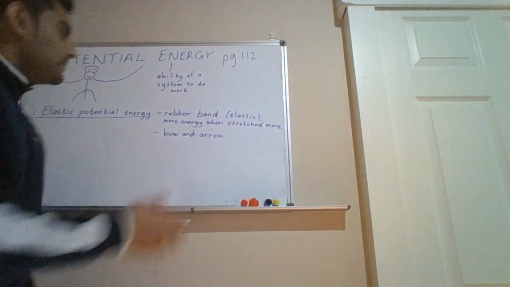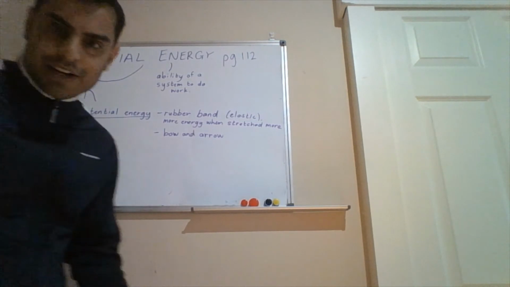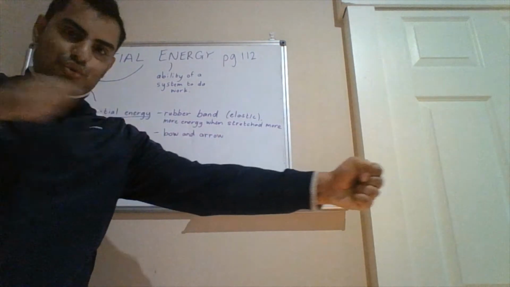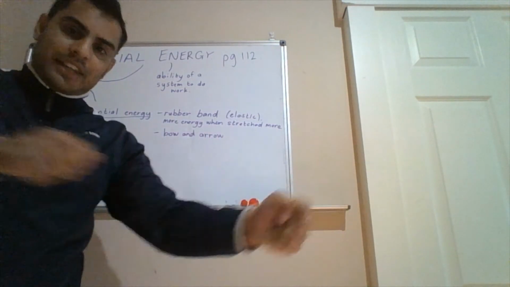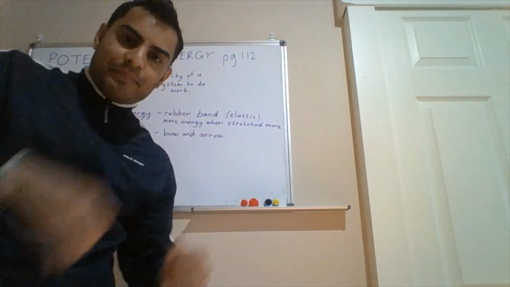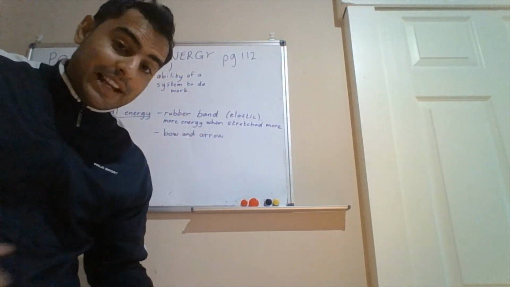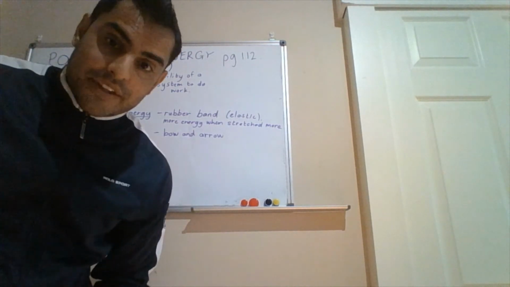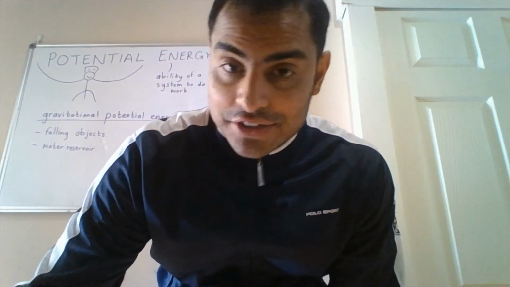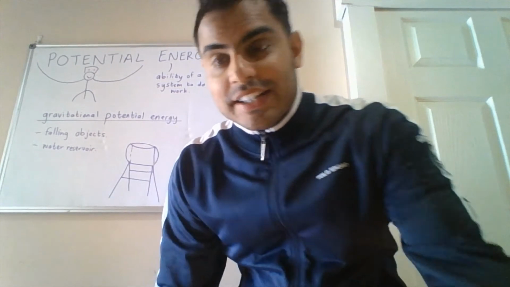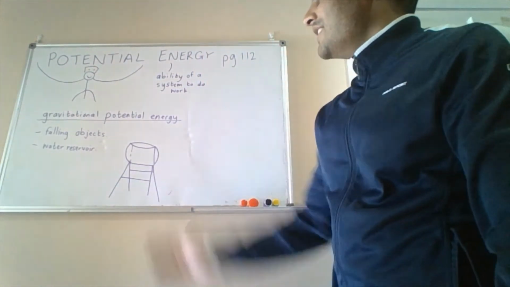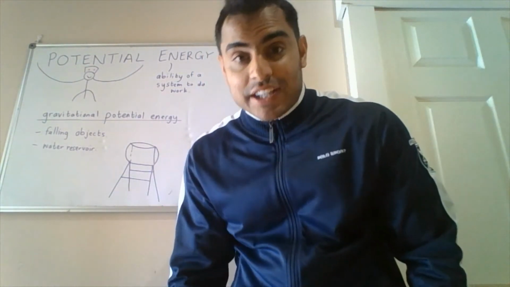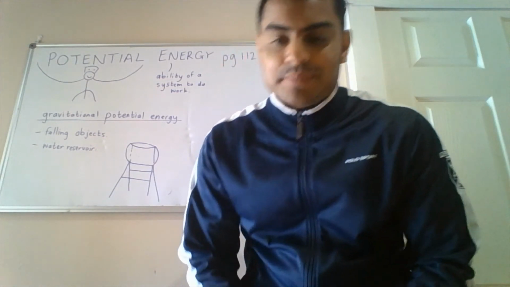A similar example is a bow and arrow. So as you draw the arrow, the bow curves and it gives elastic potential energy, and the further you pull, the further the arrow will fly. So next up, we're going to talk about gravitational potential energy. And this is quite a simple concept to understand. It's related to the energy in falling objects.